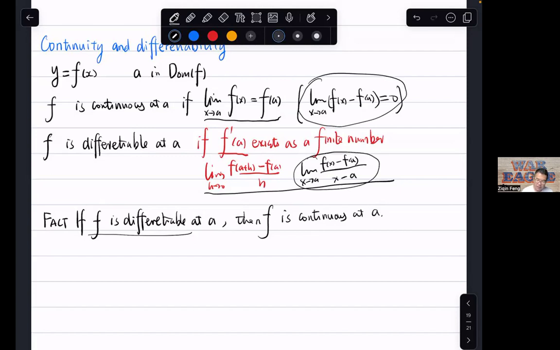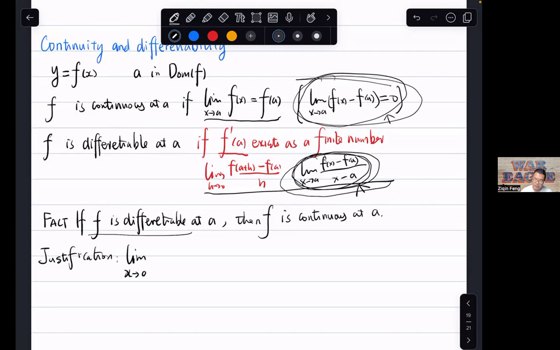Let's write down a very short justification. We know this limit is a finite number, but we don't know whether the other one is 0. This is our assumption, and this is the conclusion we wish to reach. Let's try to evaluate the limit as x goes to a of f of x minus f of a.